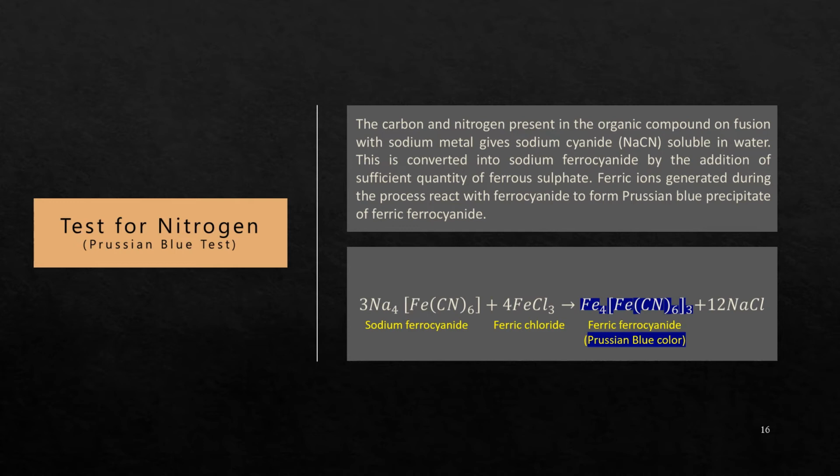The carbon and nitrogen present in the organic compound, on fusion with sodium metal, give sodium cyanide, soluble in water. This is converted into sodium ferrocyanide by the addition of a sufficient quantity of ferrous sulfate. Ferric ions generated during the process react with ferrocyanide to form a Prussian blue precipitate of ferric ferrocyanide. The sodium ferrocyanide reacts with ferric chloride to form Prussian blue ferric ferrocyanide.